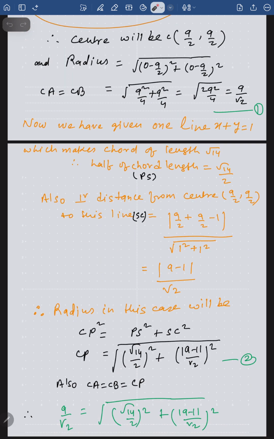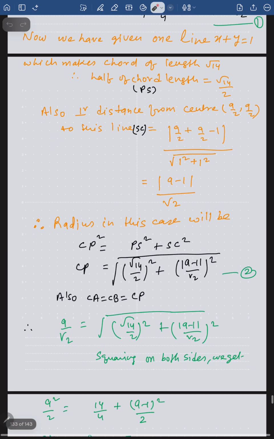So your equation is x plus y equals 1. So mod of a by 2 plus a by 2 minus 1, divided by the square root of coefficient of x square plus coefficient of y square, by the perpendicular distance formula. This will give you mod of a minus 1 upon root 2. The radius in this case: CP square equals PS square plus SC square, as I just showed in the figure. So CP will be the root of this: PS is root 14 by 2 squared, plus SC, which you just got, mod of a minus 1 upon root 2 squared.